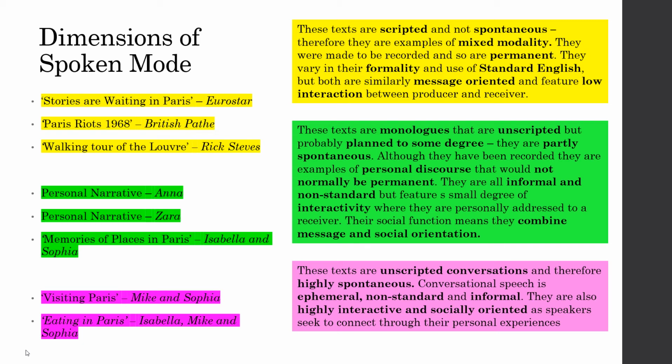The texts in green are all examples of unscripted monologues, but possibly planned to a certain degree. So they're partly spontaneous. If you cast your mind back to your glory days of GCSE speaking and listening, you'll remember that you stood up and gave a speech on a given topic, and partly you had planned what you were going to say, but it wasn't tightly scripted. You were encouraged not to just read from a script. So you struck a balance somewhere between a fully spontaneous and a pre-planned text. And I think these are similar examples.